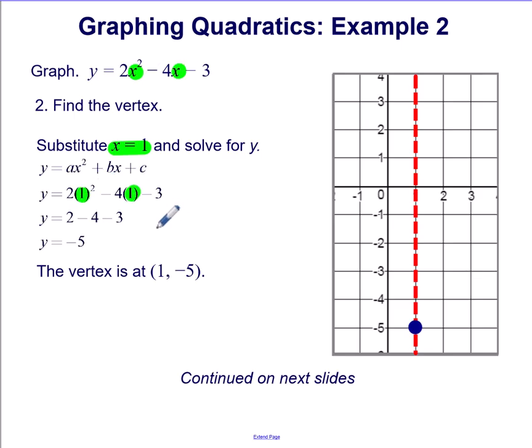And completing the arithmetic, we find out that y is equal to negative 5. So the vertex occurs at (1, negative 5), designated by this point here. Now that's 1 point. To graph a parabola, we need 4 more. We want a total of at least 5 points to graph a parabola. So let's go ahead and find 2 more.